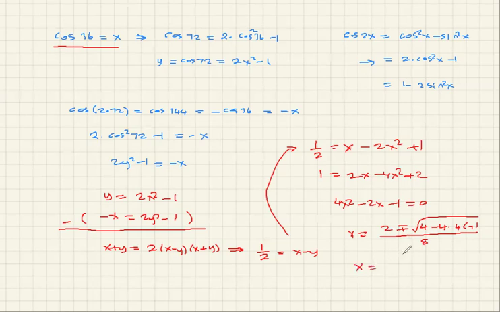Since we are looking for a positive number, we should take the plus. So that is going to be 16 plus 4, which is 20. Root 20 is 2 root 5. And then this is over 8. If I divide the top and bottom by 2, I will get x as 1 plus root 5 over 4. Okay, this is the value of cosine 36 by using the double angle.